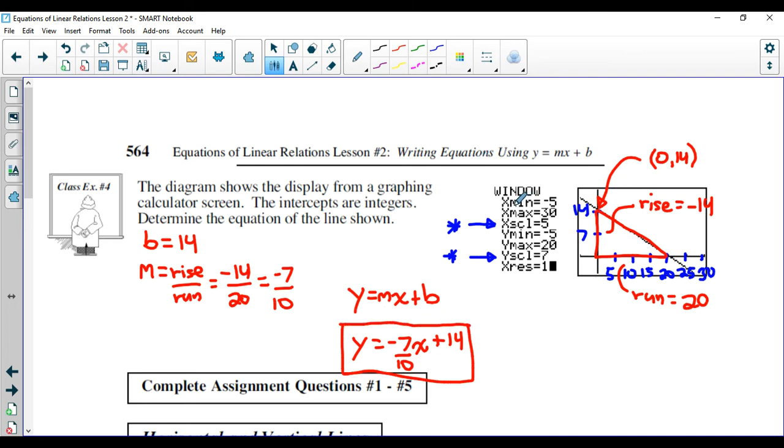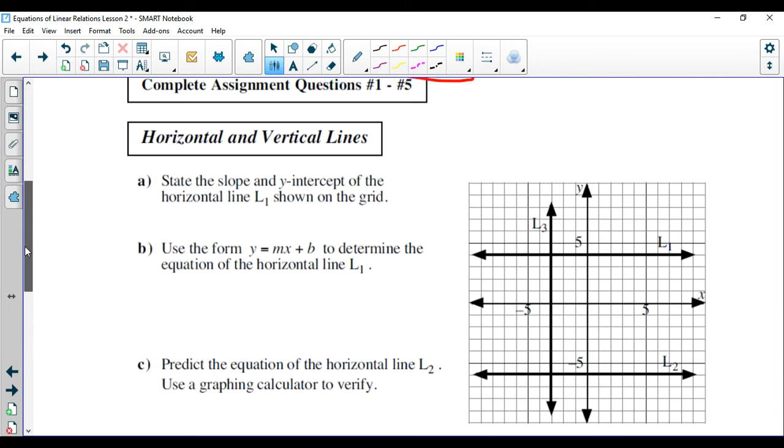Now, if you want to double check that you did this correctly, you could go to your window settings in the calculator and turn them to these exact window settings. And then you could plot into the y equals function. For y1, I would plug in -7 over 10 x plus 14. It'll plot a graph, and it should look exactly like what you see in the picture here. So that'd be a way of confirming that you did that correctly.